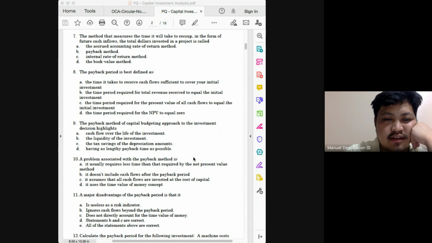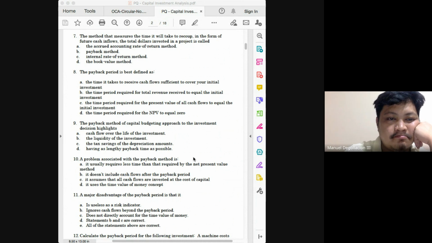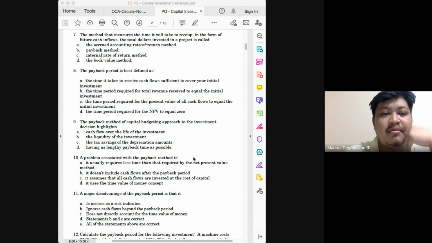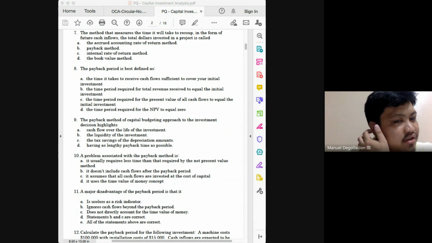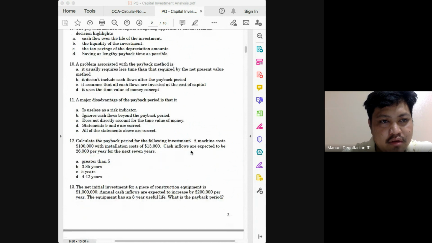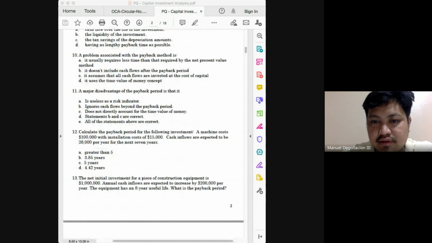Okay. Next, still on payback, the payback method of capital budgeting approach to the investment decision highlights the liquidity of the investment, because the focus here would be on the ability of the project to give you inflows, especially at the early stages of the project.